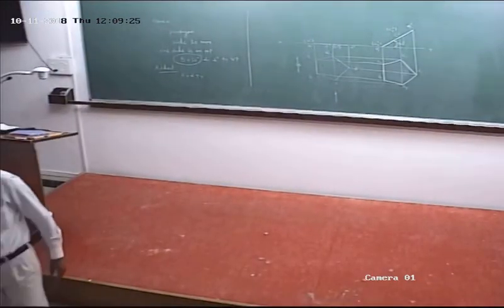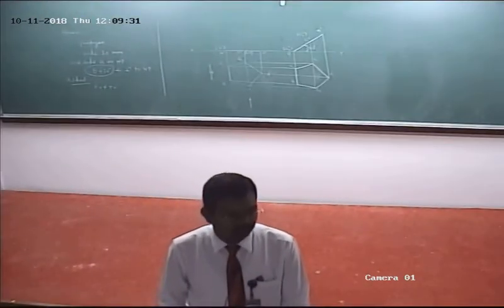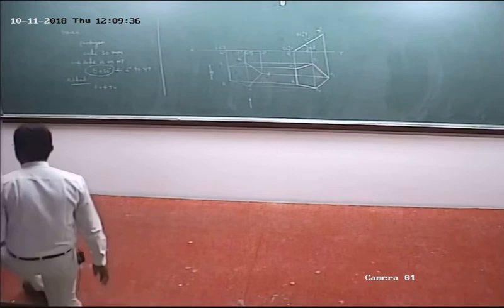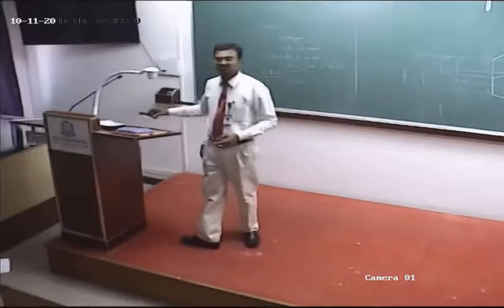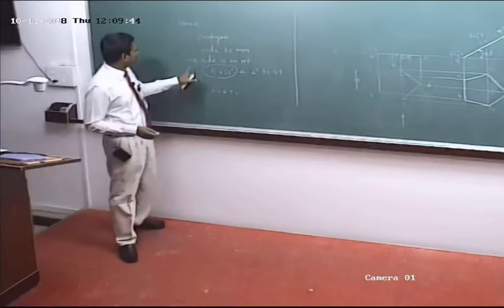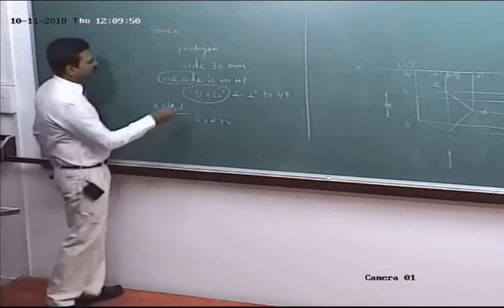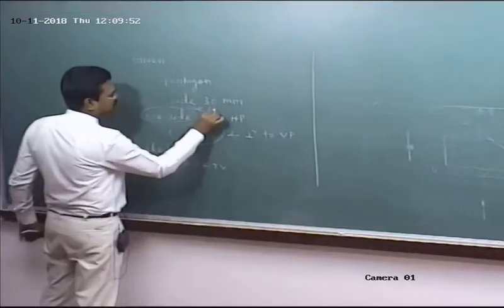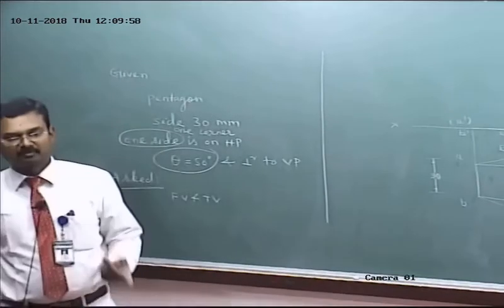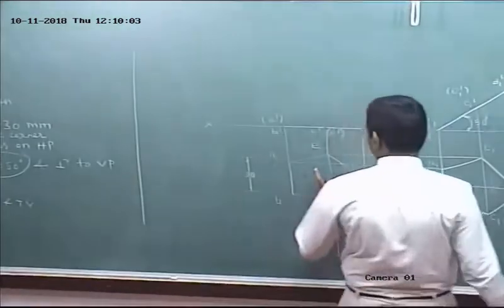So don't waste our time. I will tell you how to solve this problem. It should be solved by you at home or in your room. Compare problem number 5 with problem number 4. What is your observation? All of you listen here. In problem 4, one side is on HP. In problem number 5, one corner is on HP. So that is the only difference between problem number 5 and problem number 4. Am I right? Okay. So what about the first step, top view and front view?